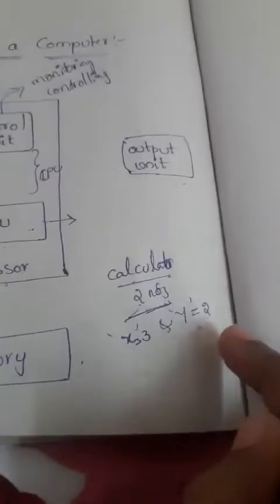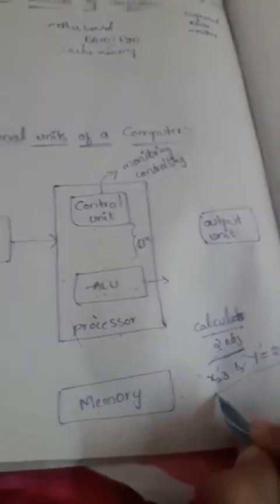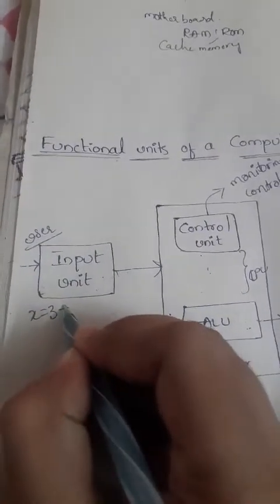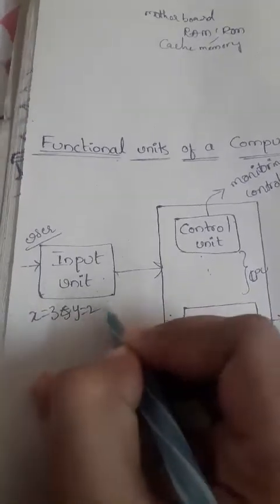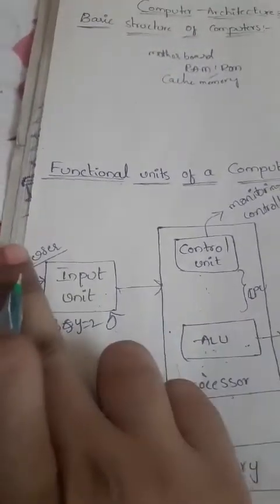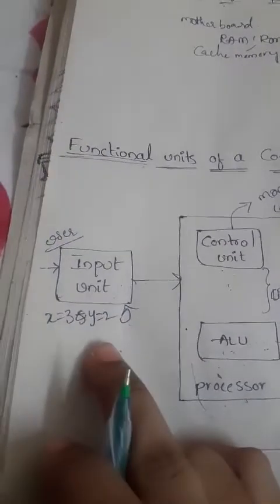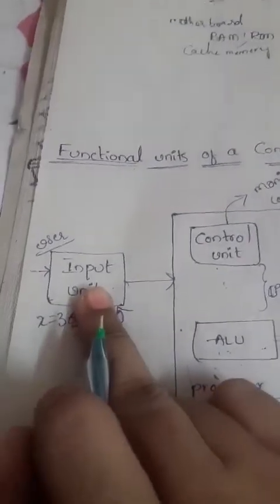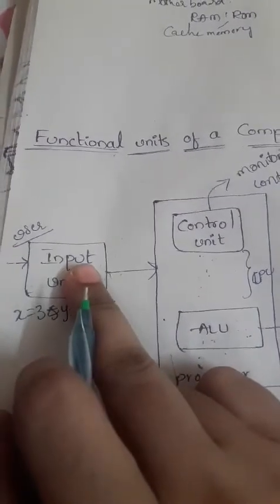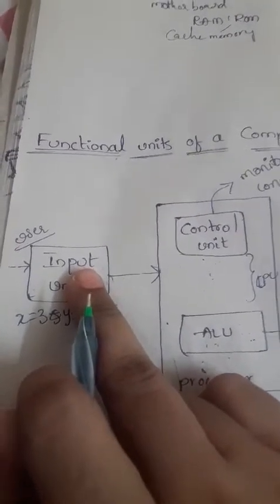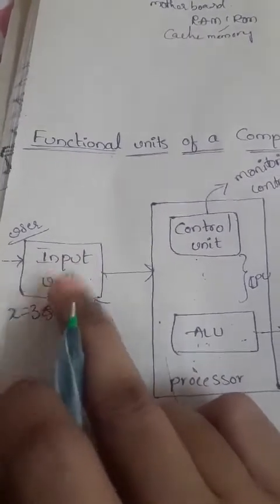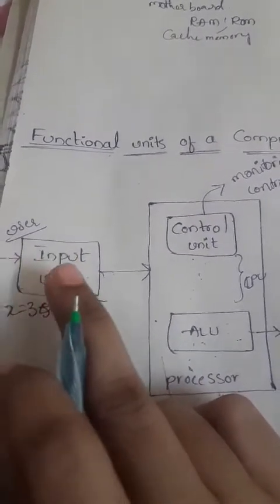So this 3 and 2 will be taken by the input unit. So these are the input data, no? That input data will be given to the input unit. Okay, so the user gives the data x is equal to 3 and y is equal to 2, with the help of the keyboard, and that information will be entered into the input unit. After that, those two values will be given to the input unit.